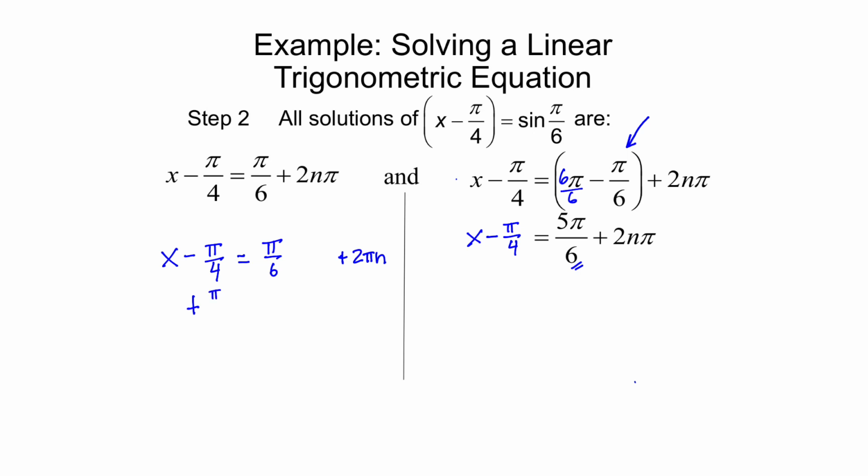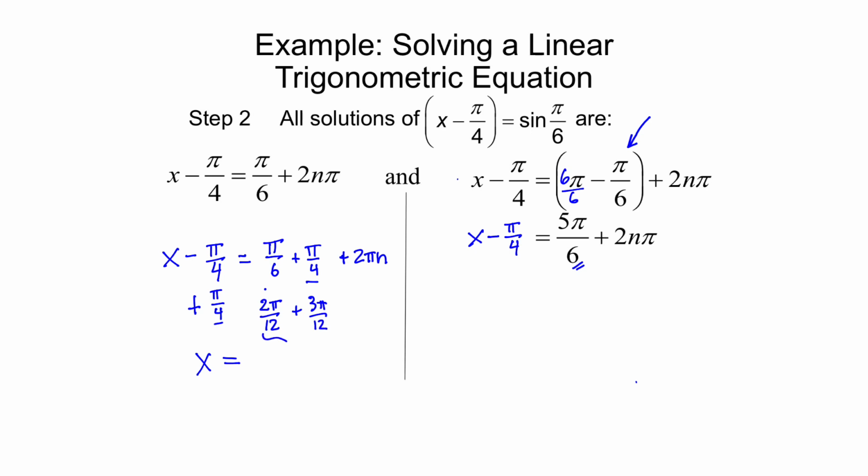So I need to get rid of this pi over 4. I need to add that to both sides. Right? So we'll add it here, and this gets x by itself. And we're going to put the solution that we get for adding these together once we do that. 6 and 4 have a common multiple of 12. So that would be 2 pi over 12 here. And adding 3 pi over 12 here, 3 times 4 gives me 12. Adding these two together, I get 5 pi over 12 plus my 2 pi n.